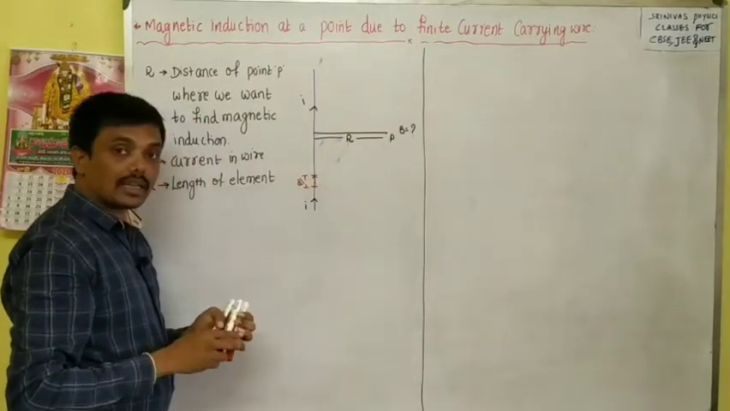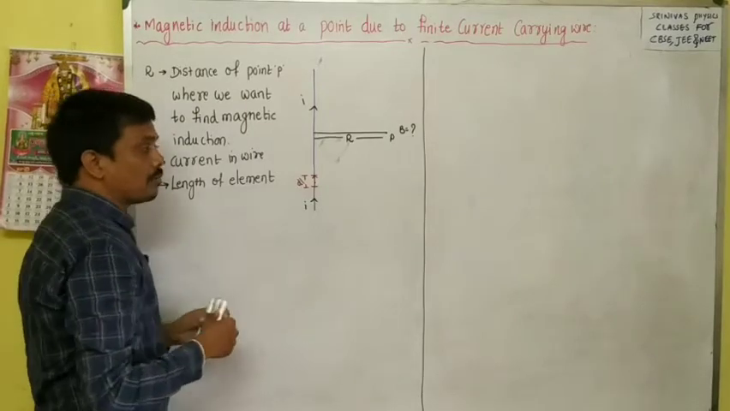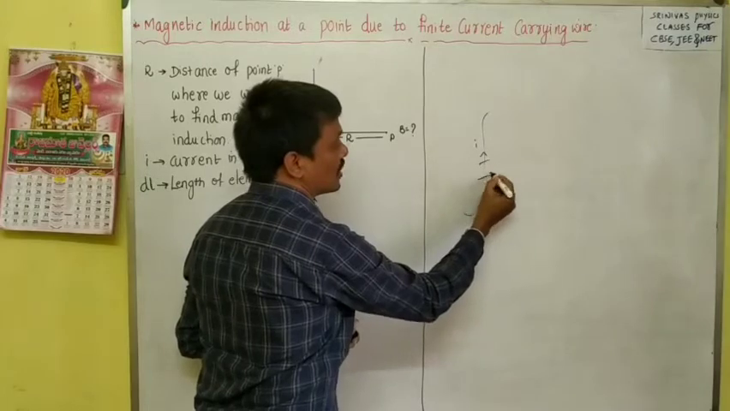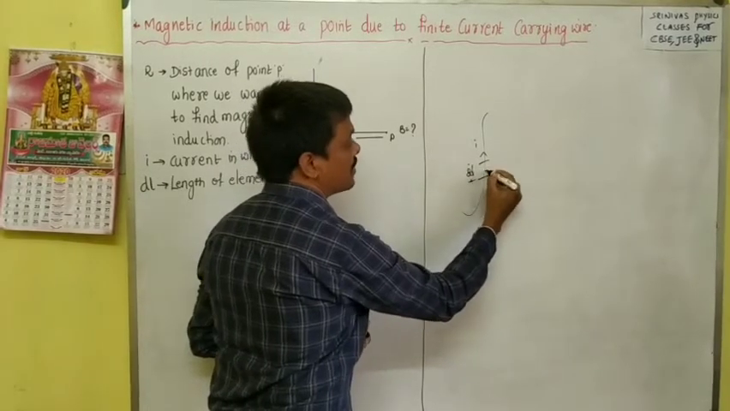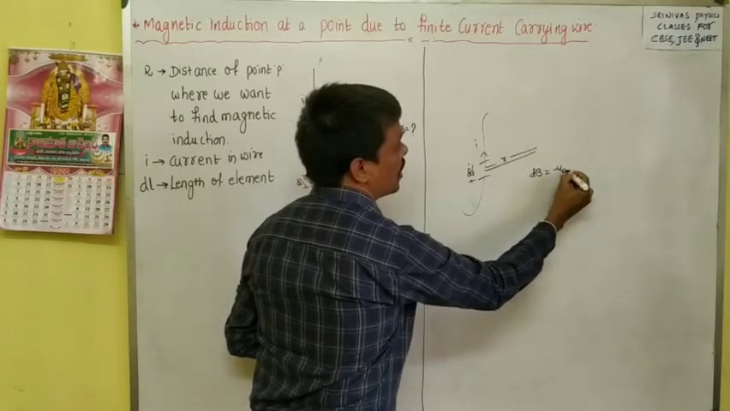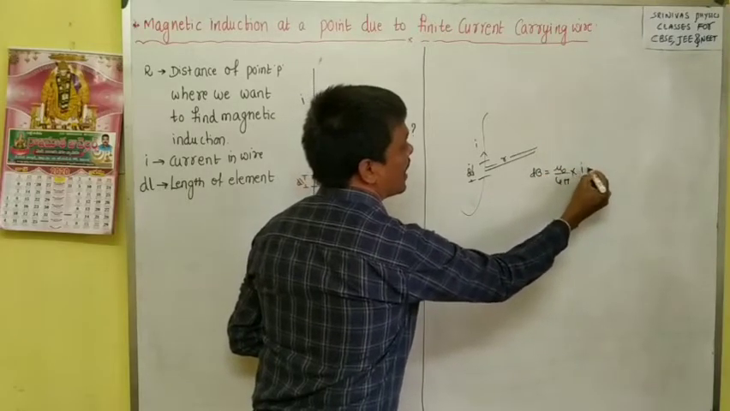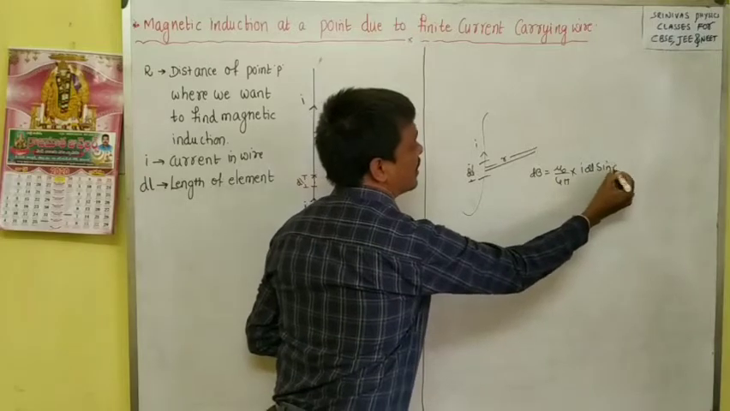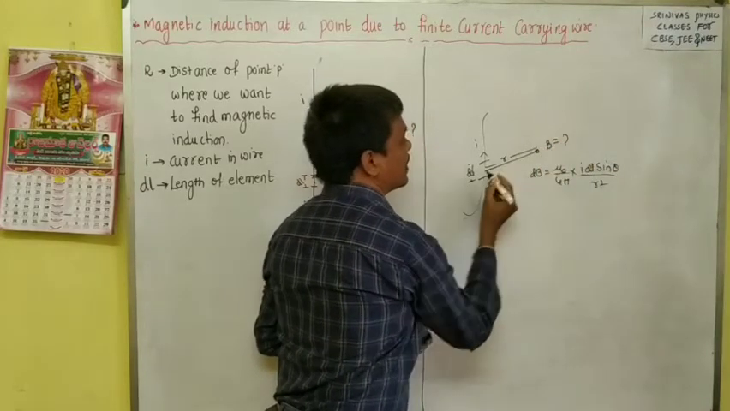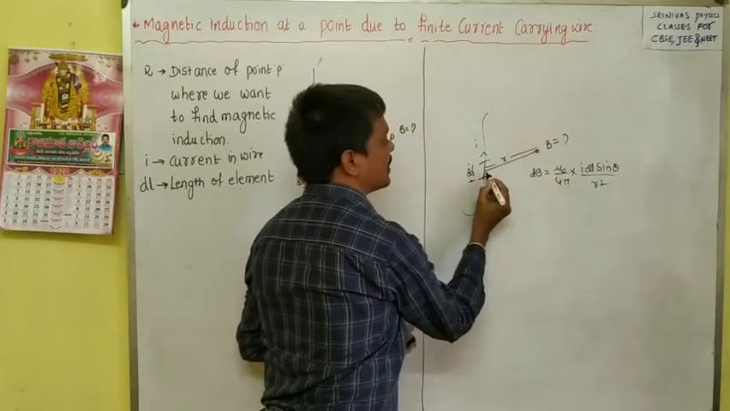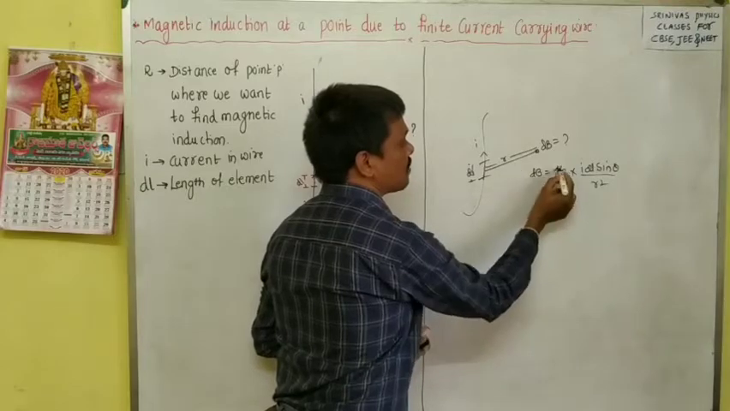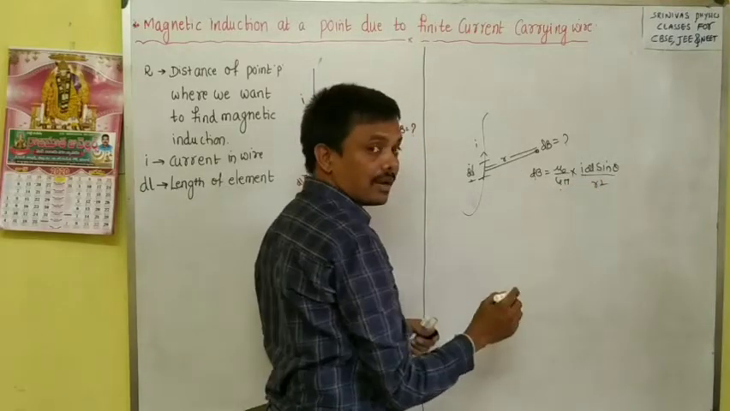When you want to apply the Biot-Savart law, according to the law, on this current carrying wire we have to take a small element dl, and from it at a distance r, the magnetic induction formula is mu naught by 4 pi into I dl sin theta by r square. Due to this small element at a distance r, the magnetic induction is dB. The dB formula is mu naught by 4 pi into I dl sin theta by r square.